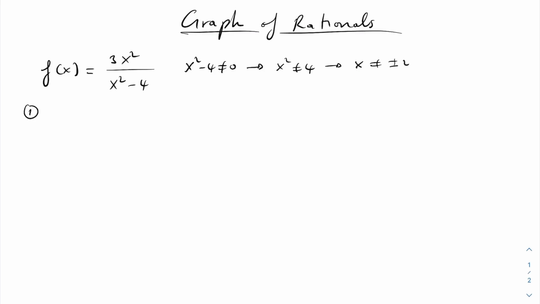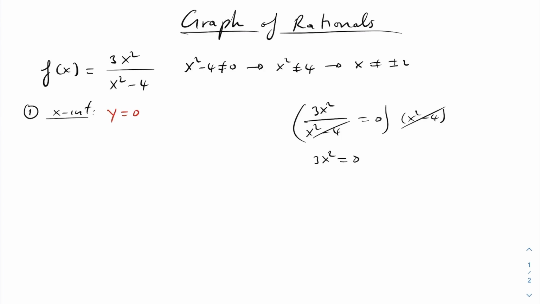All right, so what is my x-intercept here? My x-intercept is going to be the point where the graph meets with the x-axis, so I'm going to have y equal to 0. With that, I'm going to set my entire function equal to 0. So you have 3x squared divided by x squared minus 4 equals 0. If you multiply both sides by the denominator, that's going to cancel, and what you're going to have is 3x squared equals 0, which means that x equals 0, with a multiplicity of 2 in this case because it's x squared, so 0 happens twice.